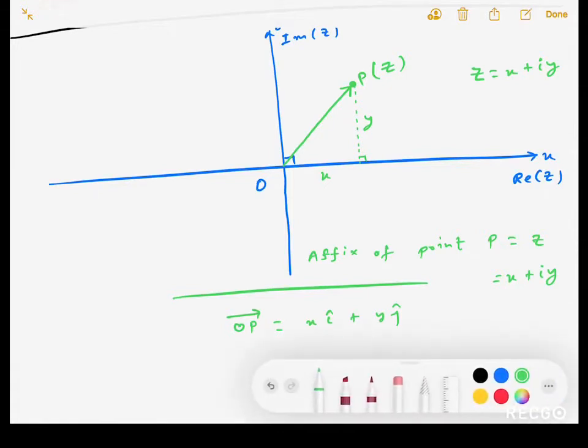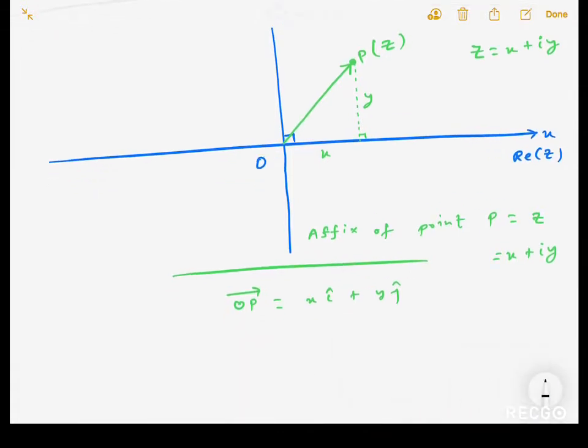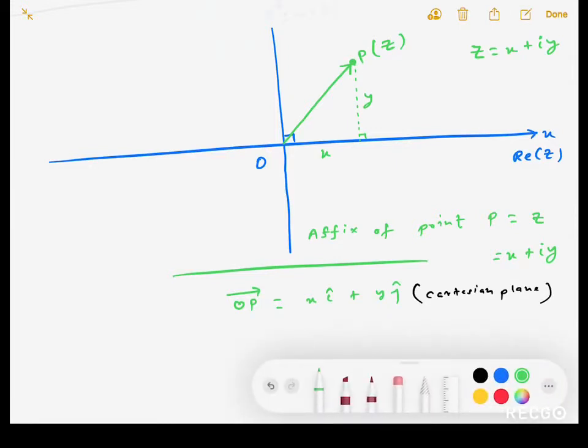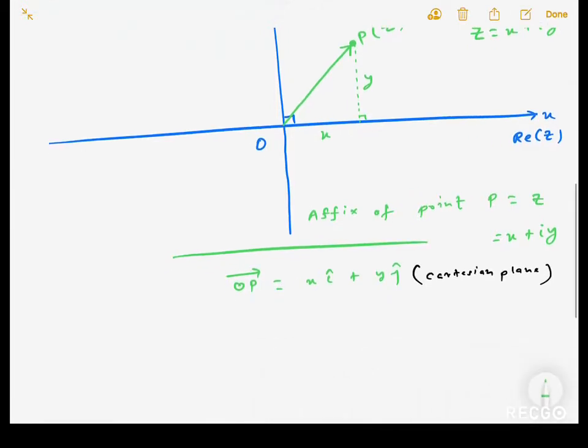Similar to that, this is the concept in the Cartesian plane. The same concept we can extend in the complex plane also, that every complex number can be associated with the position vector of any point P in the complex plane, right? So in the complex plane, or as I said, in the Argand plane or the Gaussian plane, the OP vector can be given by x plus iota y.